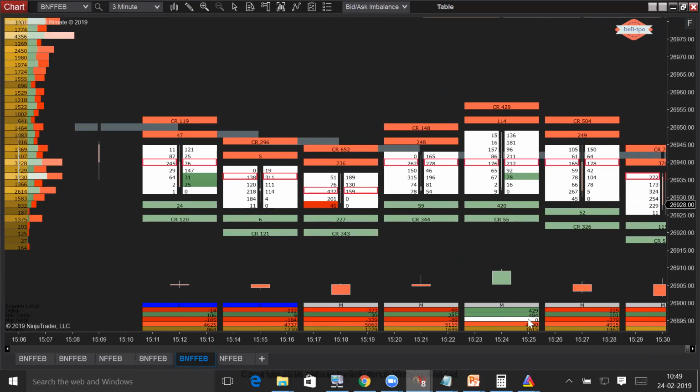And the maximum delta, right? So maximum delta is 484. And the minimum delta is 0. And the minimum delta is 0 means, what does it mean? Right from the start, only buyers are controlling this particular candle. That's what one can understand from here.